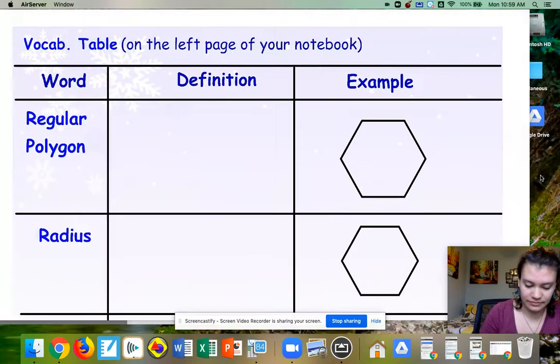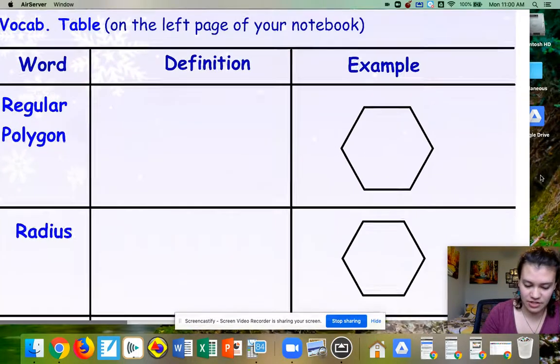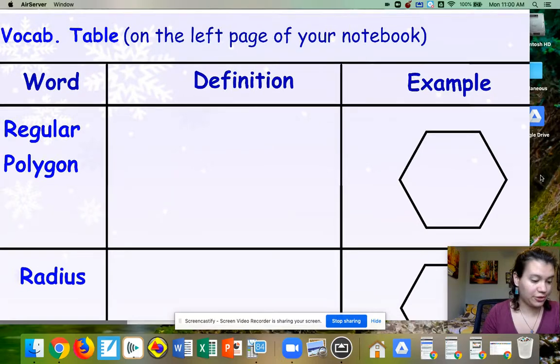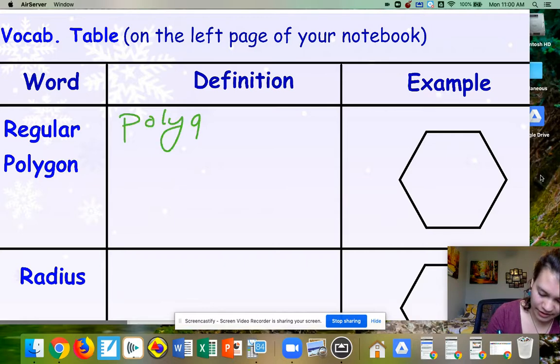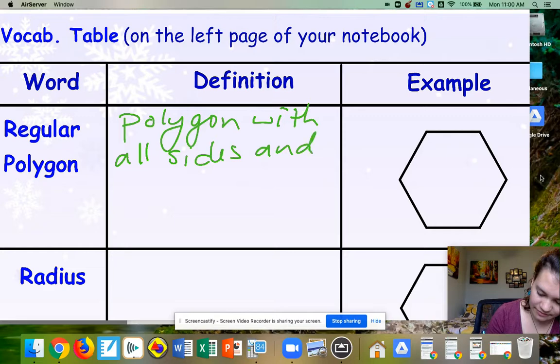So we're going to have quite a few definitions today, just as a heads up. A regular polygon here is a polygon where all sides and angles are congruent. So a polygon with all sides and angles congruent.